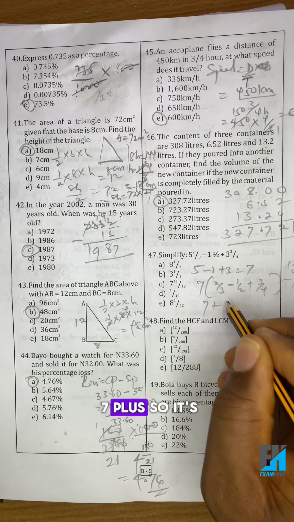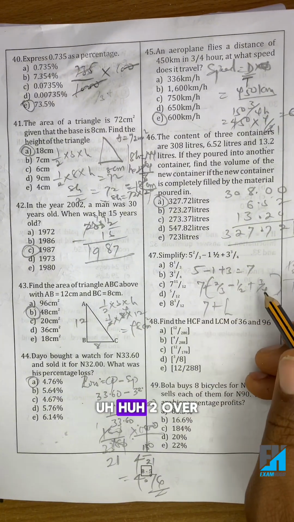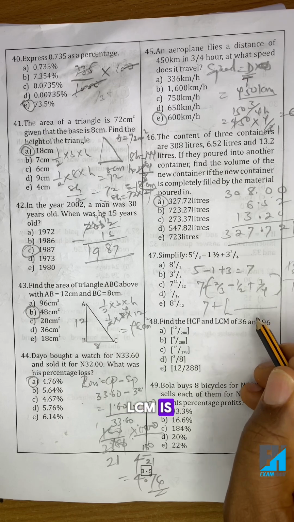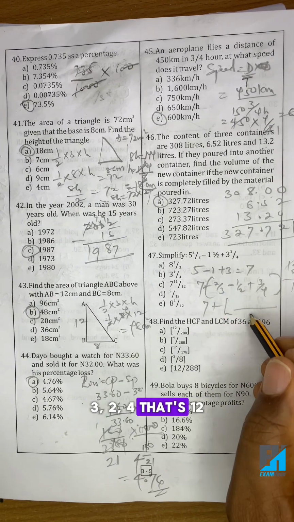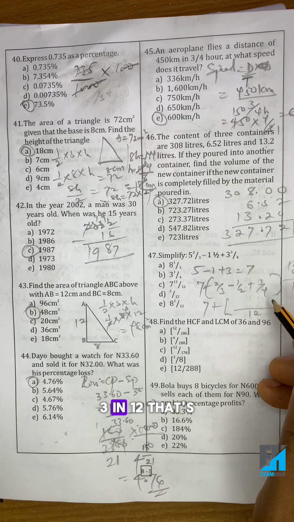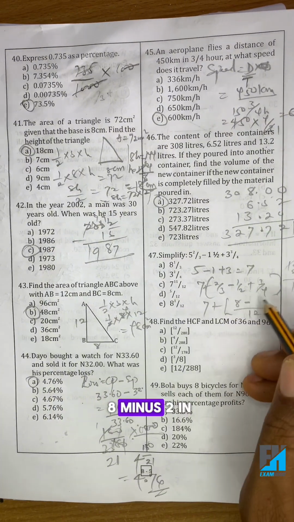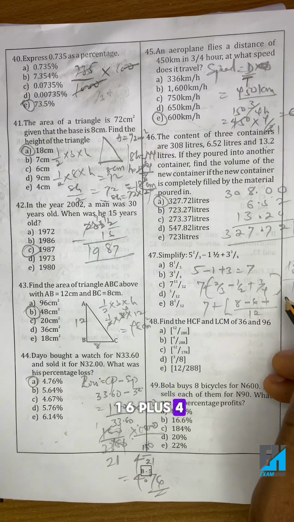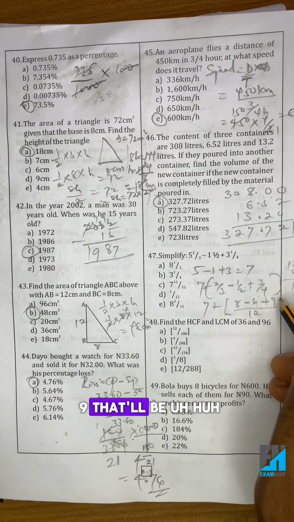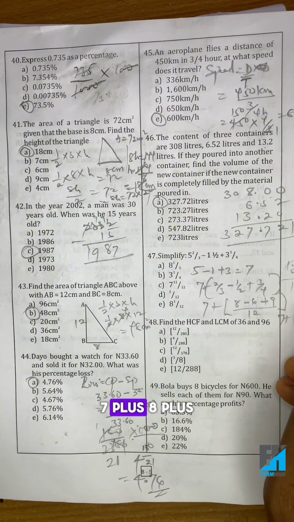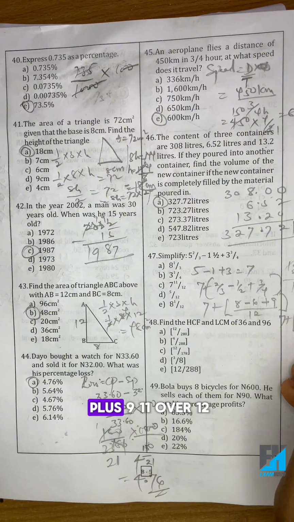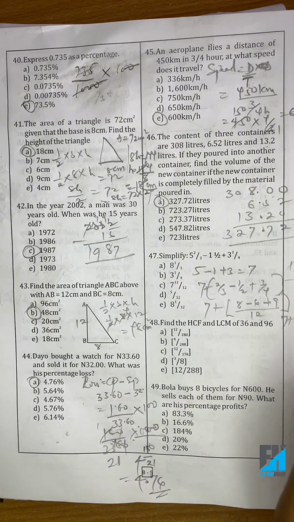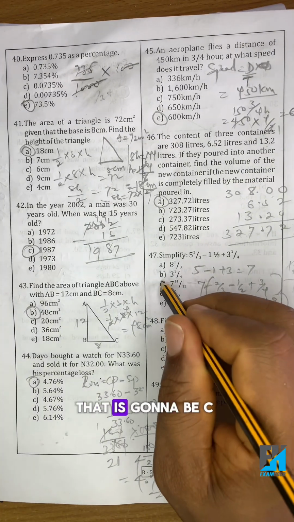So it's going to be 7 plus 2 over 3. What's the LCM? The LCM is 12. 3 in 12, that's 4 times 2, 8, minus 2 is 12, 6. 6 times 1, 6, plus 4 in 12, that's 3 times 3, 9. That will be 7 plus 8 minus 6 plus 9, 11 over 12. That's going to be 7 over 11 over 12. That's going to be C.